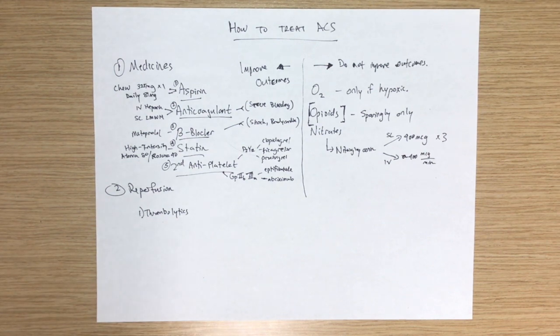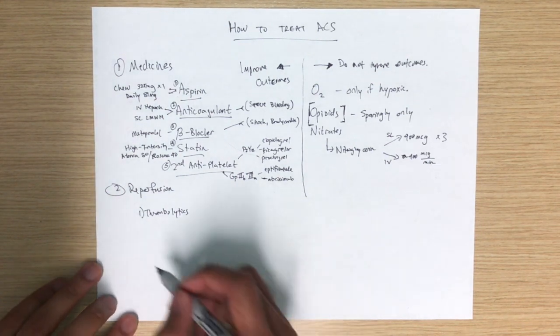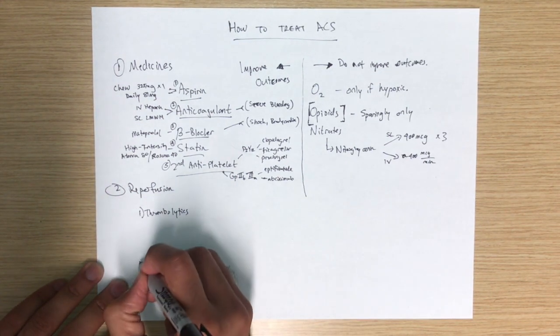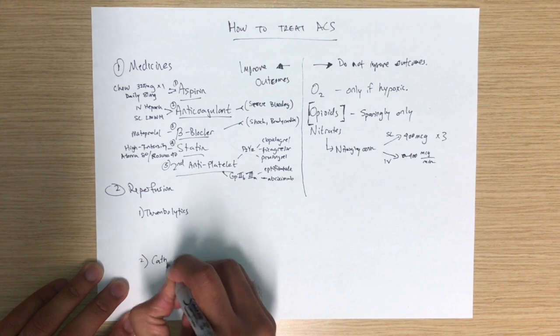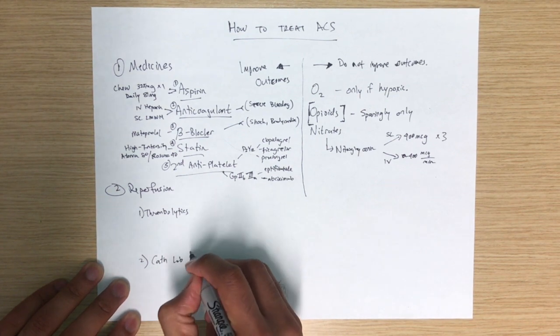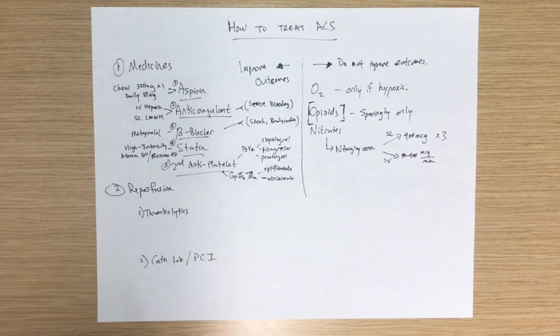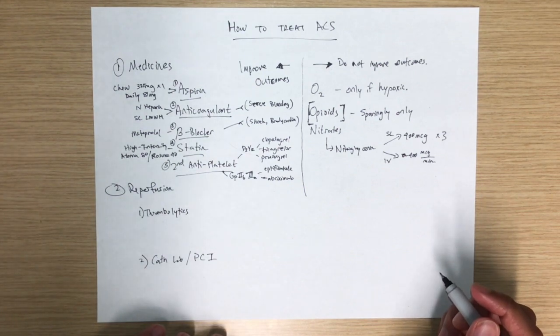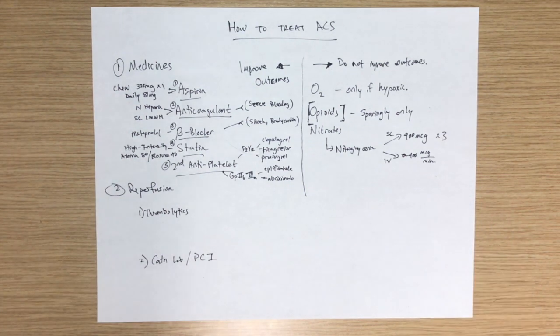PCI with placement of a stent is superior to thrombolytics. And so in most resource-rich environments in the United States, thrombolytics are not the reperfusion of choice. What is the reperfusion of choice is going to the cath lab for percutaneous coronary intervention, or PCI. The details of those procedures are beyond the scope of this talk. What I'll talk about instead is how quickly do you need to reperfuse somebody?